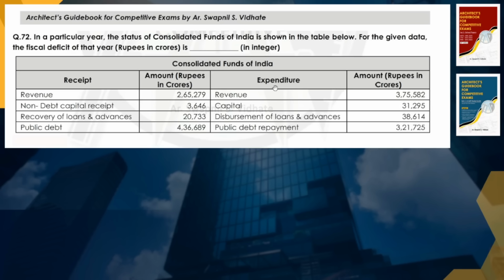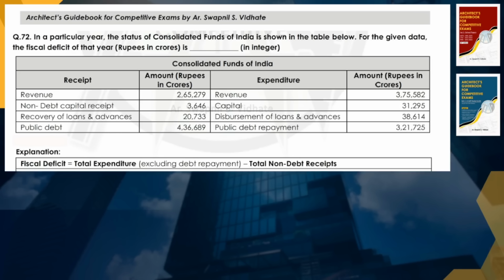On the right side, this is the expenditure, right? So what is meant by fiscal deficit? Fiscal deficit means total expenditure minus the total non-debt receipts. Now the total expenditure excludes your debt repayment, right? So here what you need to do is add these three figures, the expenditure, and add these three figures of receipts. The total of these three figures minus the total of these three figures will give you the total fiscal deficit, right?